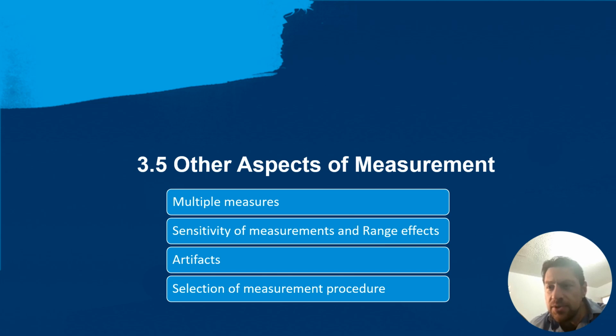All right, so this is section 5 of chapter 3, in which we will consider other aspects of measurement, including multiple measurements, sensitivity of measurements and range effects, artifacts such as bias, and the selection of the appropriate measurement procedure.